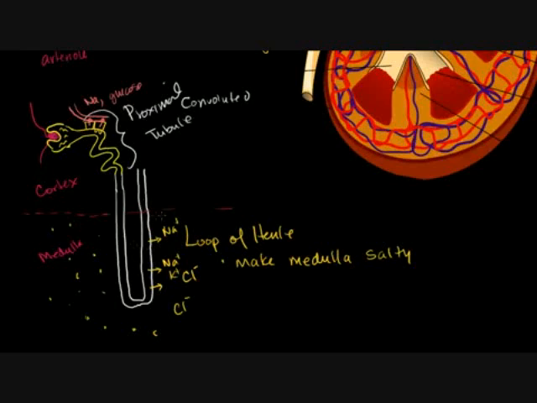So we could say not permeable to water. The descending part of the loop of Henle is only permeable to water. So what's going to happen? If this is all salty because the ascending part is actively pumping out salt, what's going to happen to water as it goes down the descending loop?